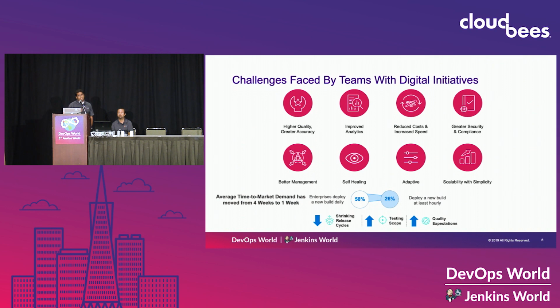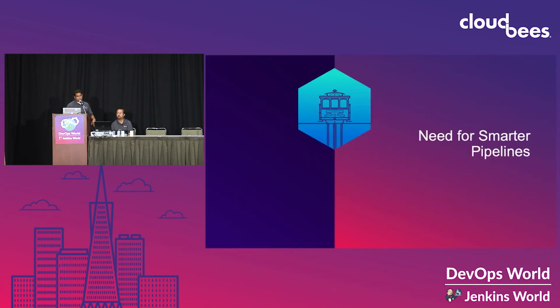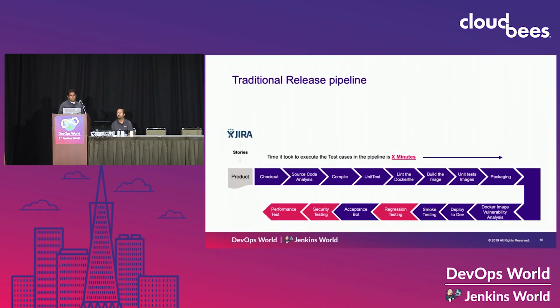With all these considerations, it is important that we make these pipelines smarter, because if we are not going to make these pipelines smarter, the workload is just going to keep on increasing. So what does it really mean to make the pipeline smarter? Let's get into a little more detail on what smarter pipelines would look like, and what it really means.